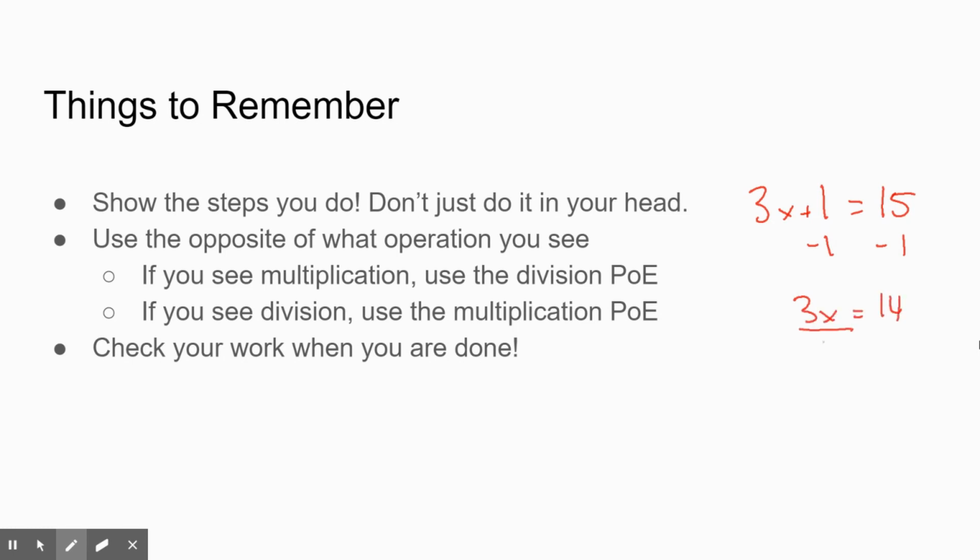Wow. Always do the opposite of what you see. If you see multiplication, use the division property of equality. Divide both sides by the same number. If you see division, then you're going to use multiplication. And finally, check your work when you're done to make sure that your work is actually accurate. Did your number end up being the thing you think it is?